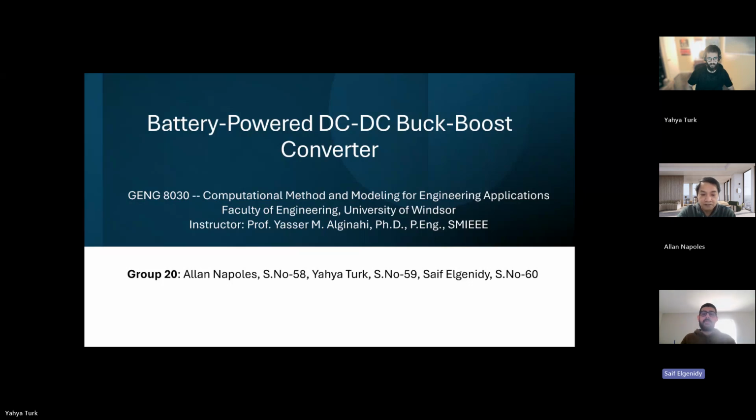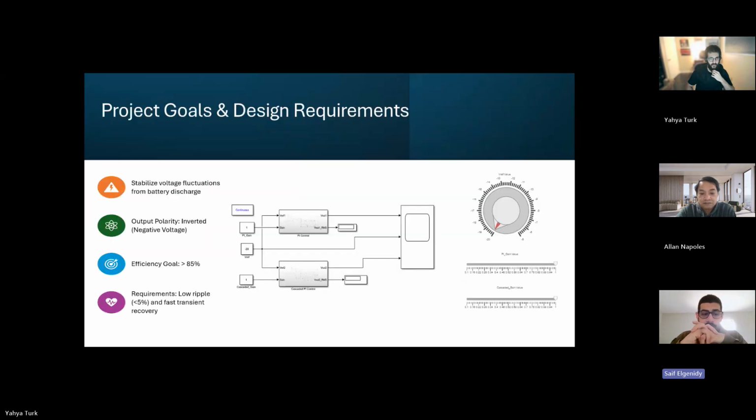In this project, we focus on the design and simulation of an inverting buck boost converter, and we simulate it with two different control methods. So first, to look at the controllers, here we have a knob and two sliders to control the gain. And our efficiency goal is to have it above 85% with low ripple, lower than 5%, and fast transient recovery.